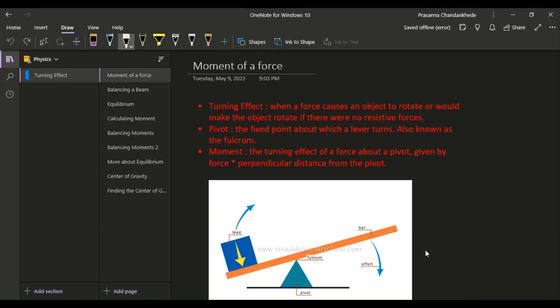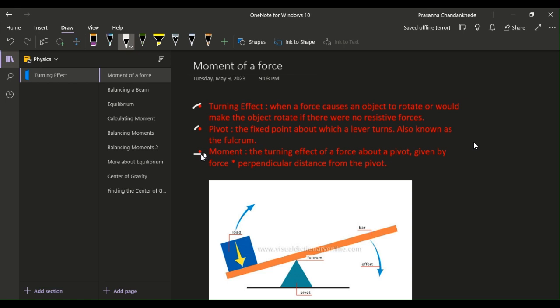Today we'll be looking at IGCSE Physics Chapter 4, Turning Effect. Let's start. Moment of a force. So here are three key definitions that we must remember: turning effect, pivot, and moment. You don't have to literally memorize it, but just understand the concept.